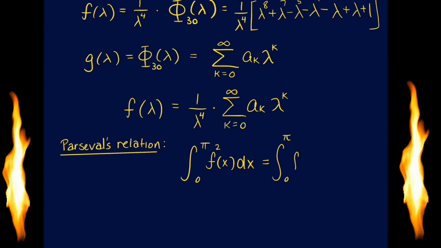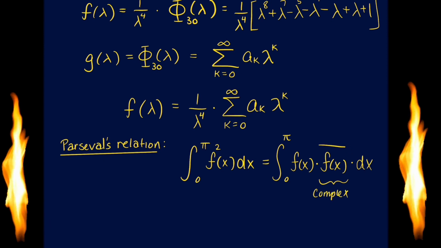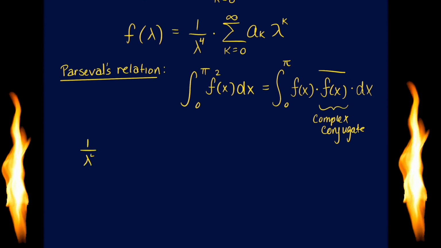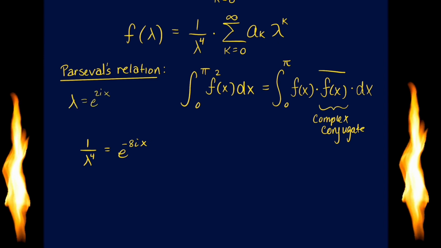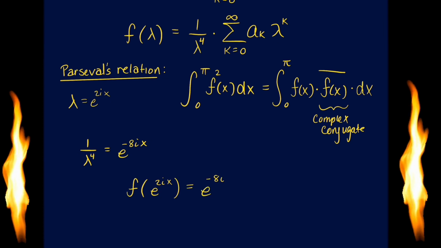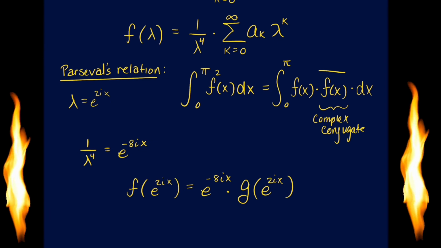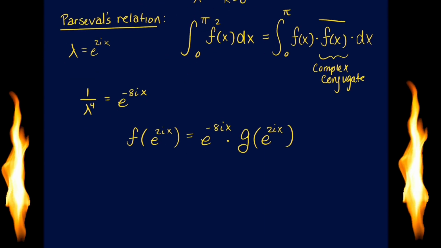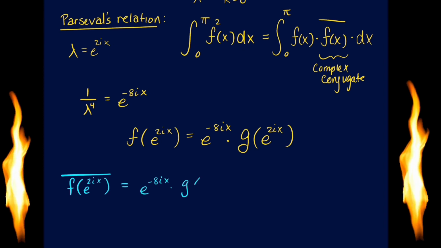Parseval's relation is going to say that the integral from 0 to pi of f squared is going to be equal to doing the same thing instead of squaring it, using the function times its complex conjugate. So this is going to be an equivalence relation here that we're going to use. 1 over lambda to the 4th can be written back in exponential form, since lambda is e to the 2ix. And the function that we have now, f of e to the 2ix, is equal to e to the negative 8ix times g of e to the 2ix.